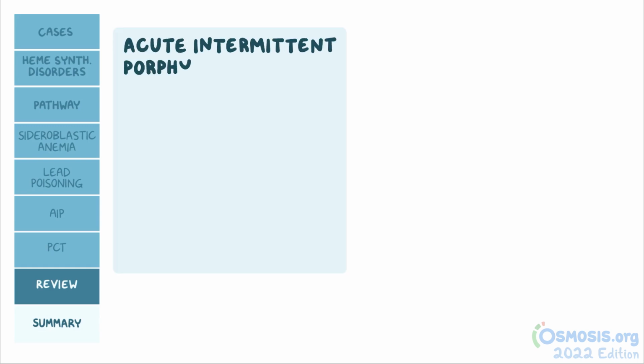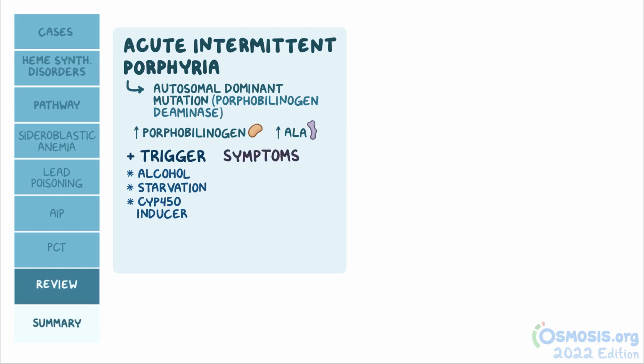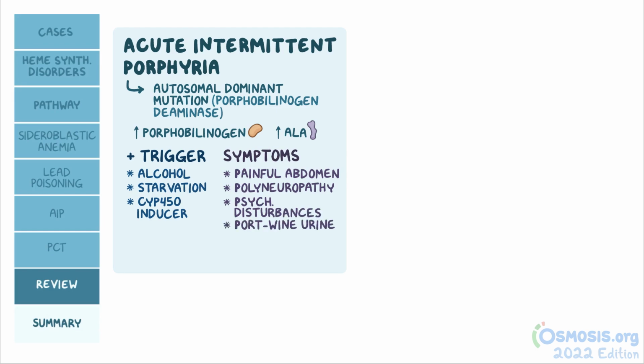Acute intermittent porphyria is caused by an autosomal dominant mutation of the gene that encodes for porphobilinogen deaminase, resulting in the buildup of porphobilinogen and ALA. Acute attacks are triggered by alcohol, starvation, and CYP450 inducers. Symptoms of attacks include painful abdomen, polyneuropathy, psychological disturbances, and port wine-colored urine. Treatment includes analgesics, glucose, and heme.